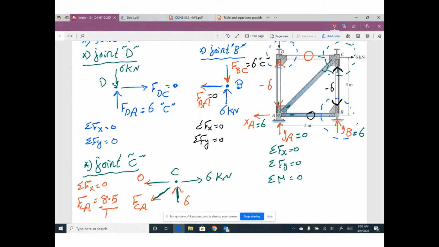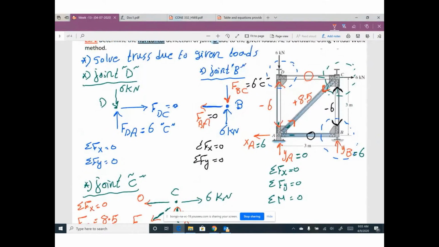So this force will be tension, and will be tension on the other side. Your value will be positive because it's tension, 8.5. What you did until this moment, you solved your truss due to the given load. Solve the truss due to the given load, and these forces in these members can be called capital N. The first step is only one problem in chapter 3.